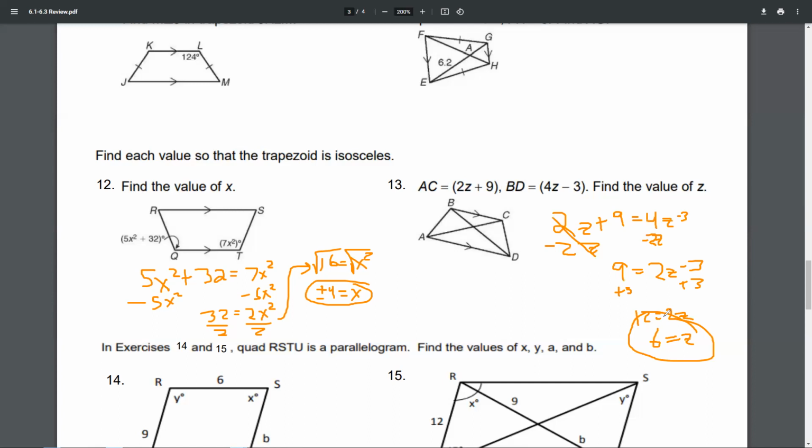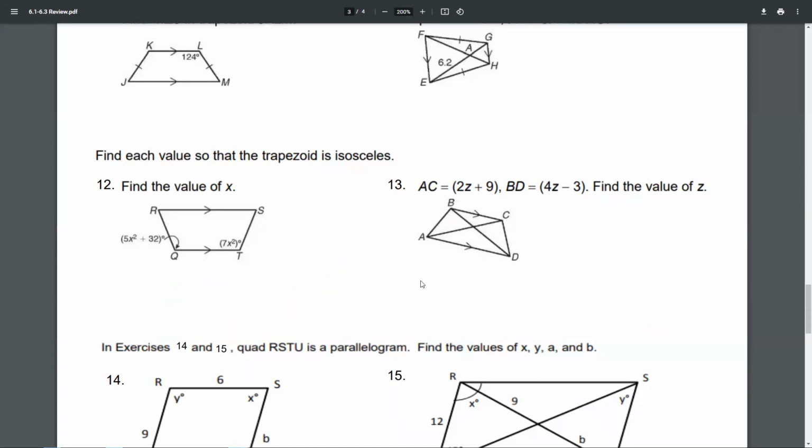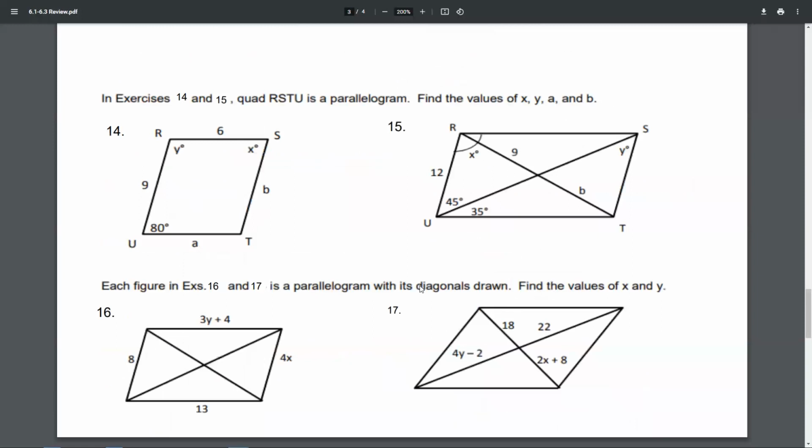All right, let's look at parallelograms now. Okay, parallelograms, opposite angles are equal, or let's start with sides. Opposite sides are equal, so B is going to be 9, and A is going to be 6. We also know opposite angles are equal, so X is going to be 80 degrees. We got the degrees there.